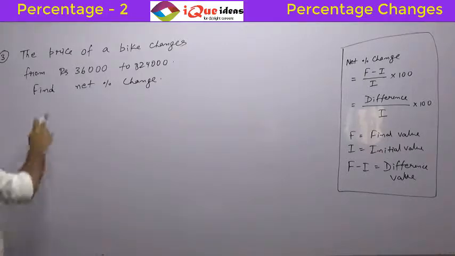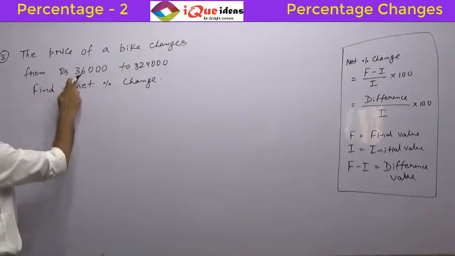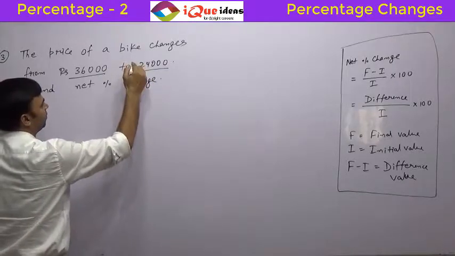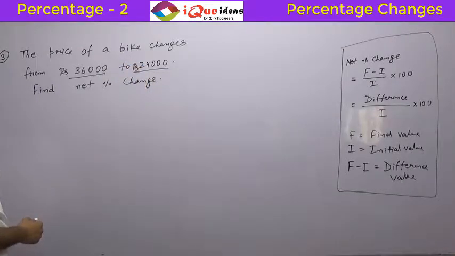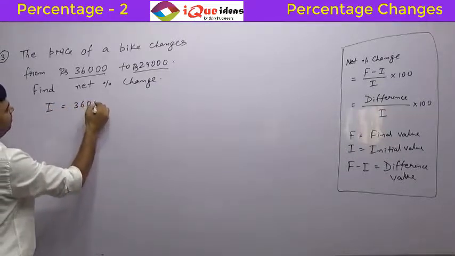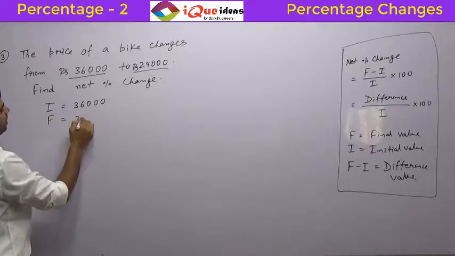Now in this question, it says the price of a bike changes from rupees 36,000 to rupees 24,000. Find net percentage change. A direct question. The initial value is given, 36,000. The final value is given, 24,000.